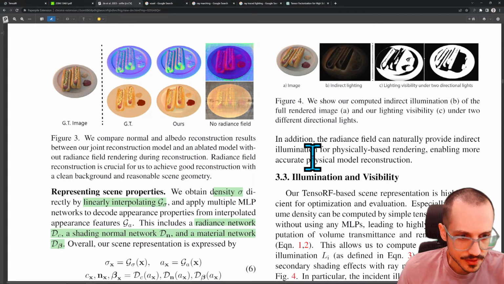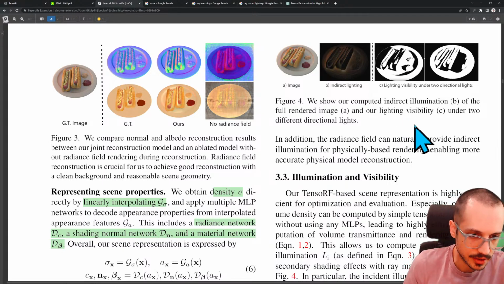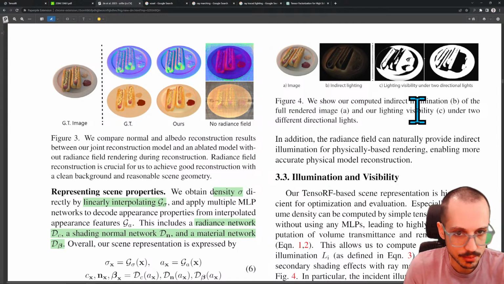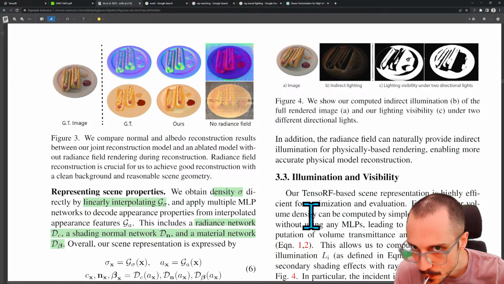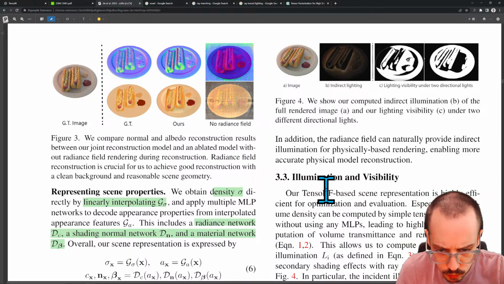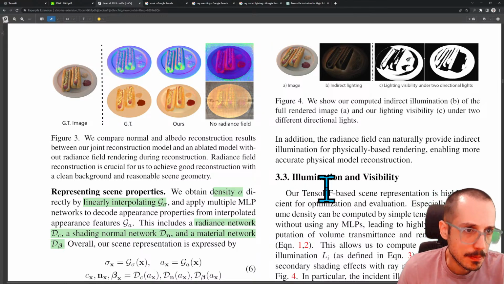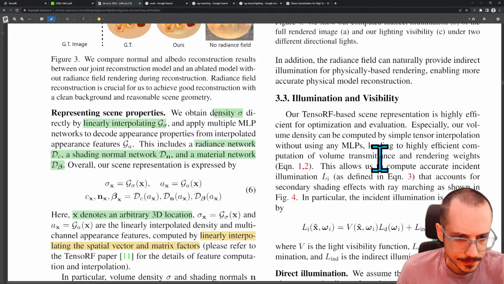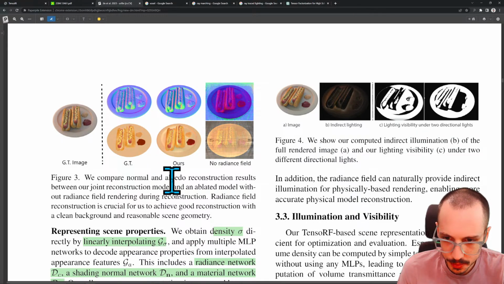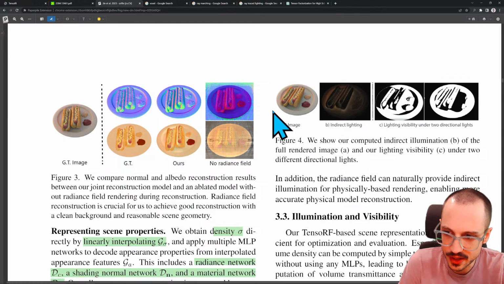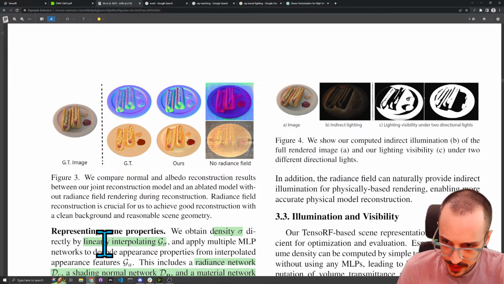In addition, the radiance field can naturally provide indirect illumination for physically based rendering, enabling more accurate physical model reconstruction. All right, let's see. We compared normal and albedo reconstruction results between our joint reconstruction model and an ablated model without radiance field rendering during reconstruction.